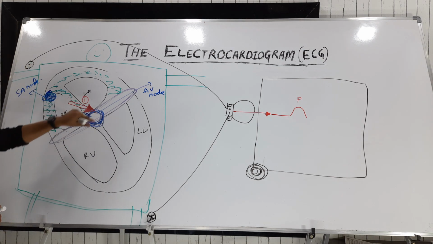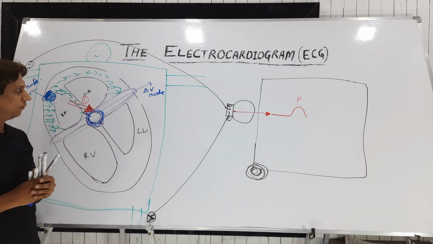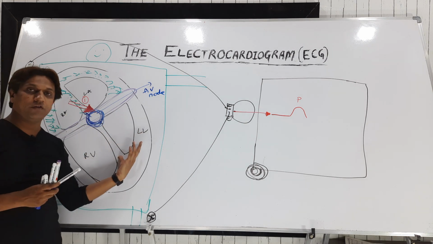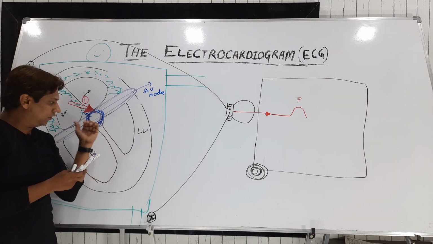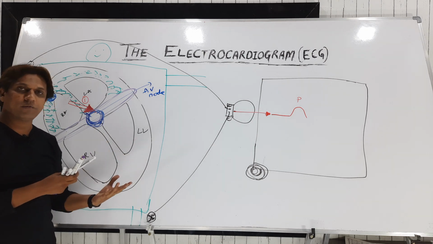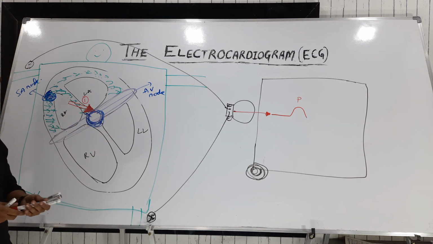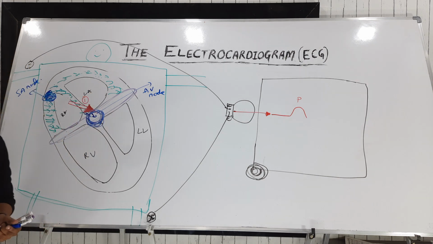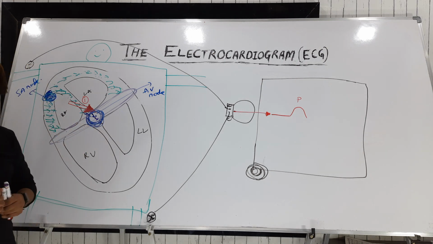Now the conduction in this AV node is very slow, just 0.05 meters per second. Conduction speed is very slow as compared to the Purkinje fibers. Purkinje fibers we'll discuss later. In the Purkinje fibers, the speed of the electrical current is around 4 meters per second, but here it's just around 0.05 meters per second. So the flow of the current is slowed down here. It will take much time, and the magnitude of the current is also of very minimal strength, that is, of low strength.